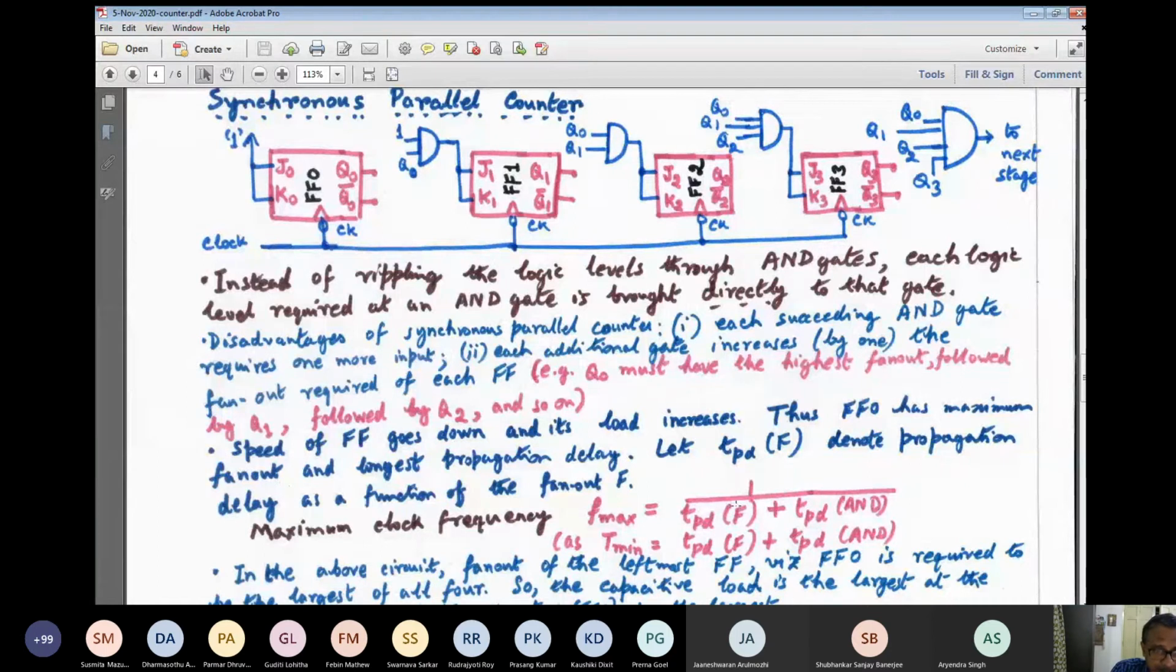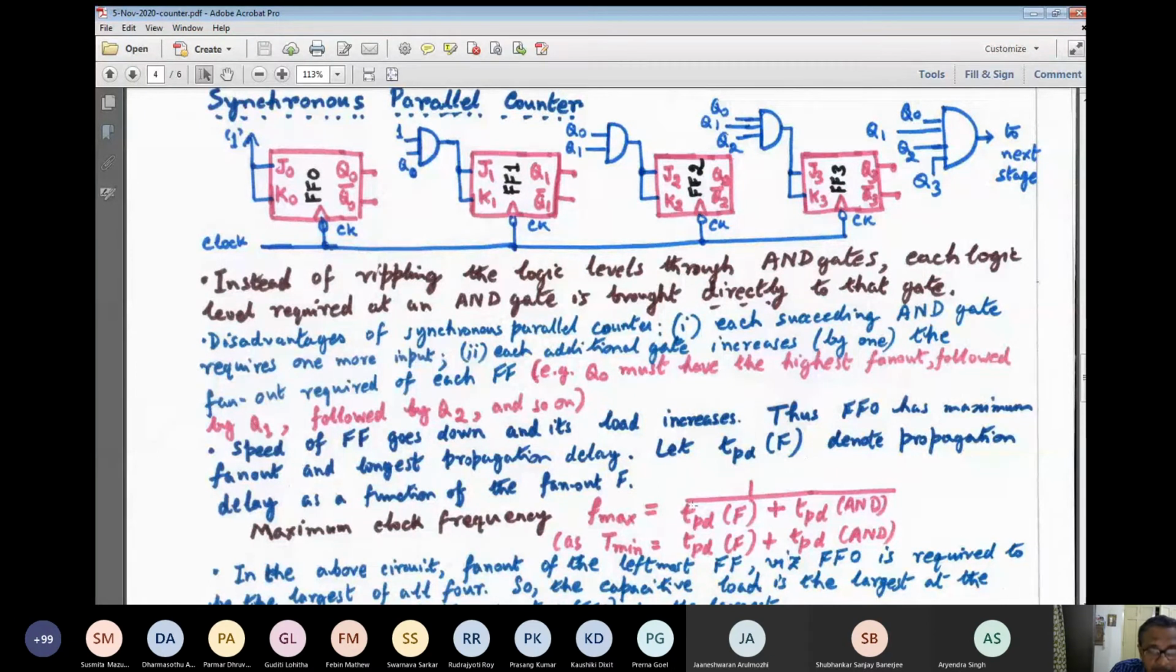This TPDF refers to the propagation delay of the leftmost flip-flop, because you see that its fan-out requirement will be highest considering all four. This has to be fed to this AND gate, this AND gate, this AND gate, whereas this has to be fed to one AND gate less. So the leftmost flip-flop will definitely have the highest possible propagation delay. Also, the rightmost AND gate will have the highest possible propagation delay.